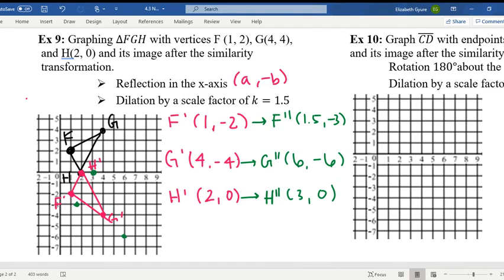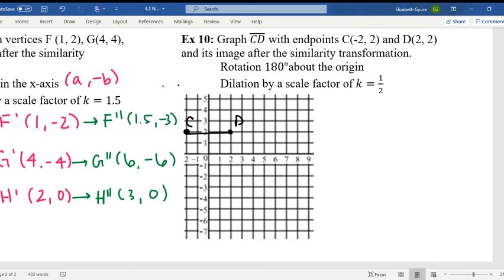So it got a little bit bigger, right? There's F double prime, G double prime, and H double prime. Should look something like that. I would like you guys to try out number 10.